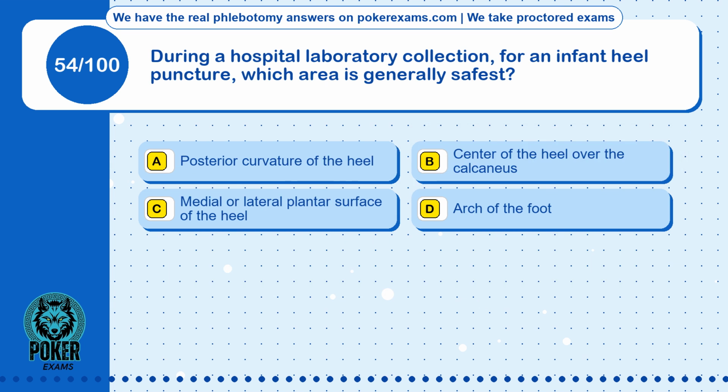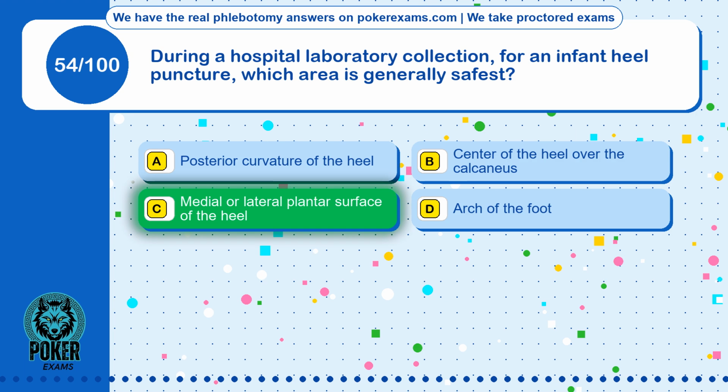Question 54. During a hospital laboratory collection, for an infant heel puncture, which area is generally safest? Option A. Posterior curvature of the heel. Option B. Center of the heel over the calcaneus. Option C. Medial or lateral plantar surface of the heel. Option D. Arch of the foot.